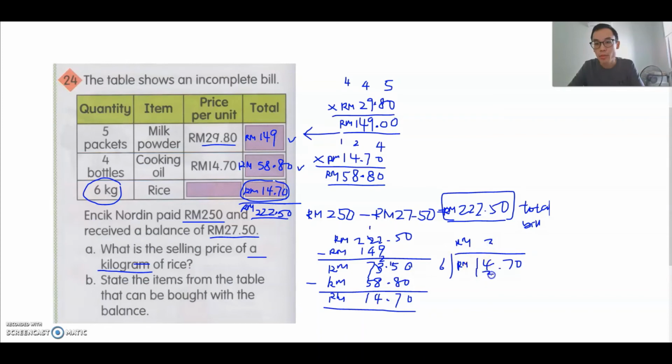2 times 6 is 12. Balance is 2. Bring down 7. 4 times 6 is 24. Balance is 3, bring down 0, 5 times 6 is 30. So this is the price for, let's move on, 1 kg of rice. So 1 kg of rice costs 2 ringgit and 45 cents.